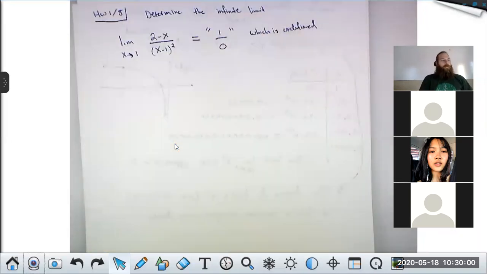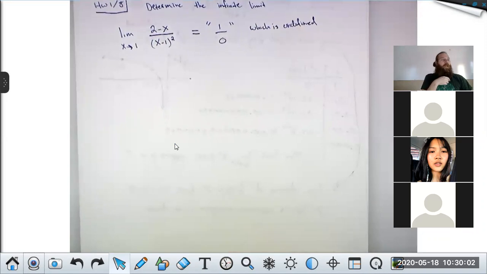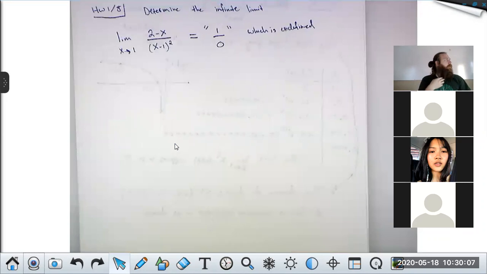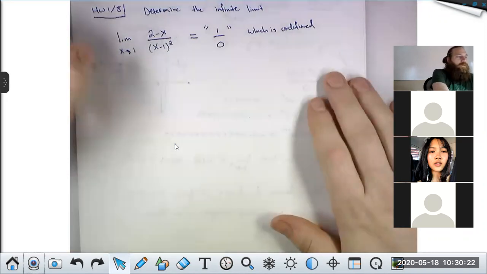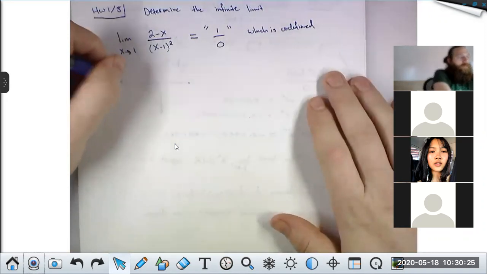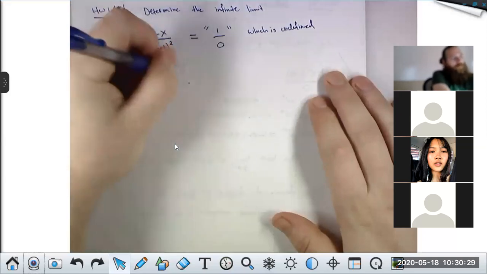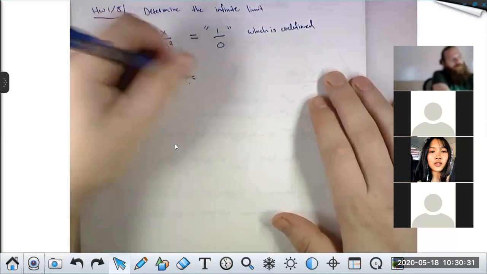Can't divide by 0. But we can start to think about limiting cases. And I think the easiest way for us to do this right now is going to be either by looking at a graph or by making a table. The graph of this function is one that we should be able to conjure. You all took pre-calculus. This is a rational function.